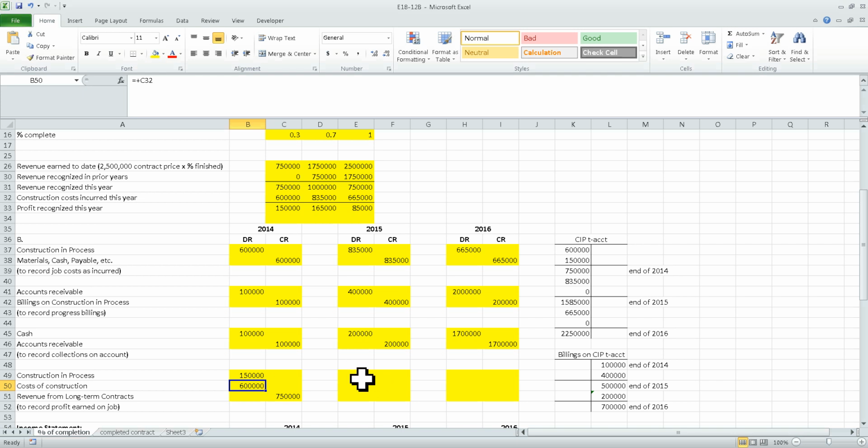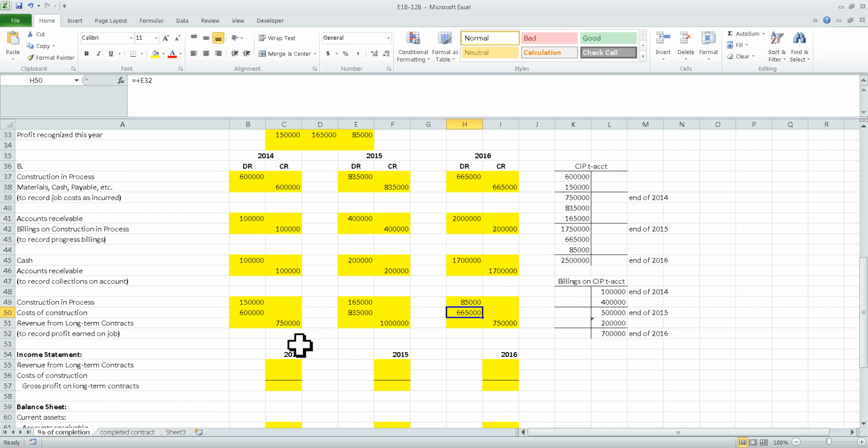So for 2015, the revenue that we're going to recognize on the job, we calculated up here to be $1 million. The cost of construction that we're going to recognize, we calculated up here to be $835,000. So the entry to construction in process, representing the profit that we're going to recognize that year, is $165,000. And finally, in 2016, the revenue that we're going to recognize that year is $750,000. The cost of construction that we're going to report on the income statement, we've already determined up here to be $665,000. And of course, the difference is simply the profit that we're going to recognize that year.